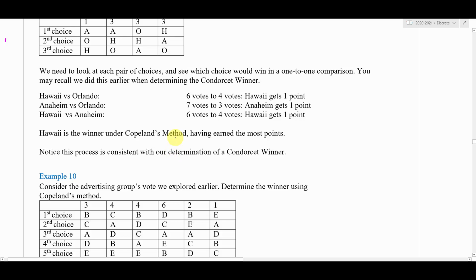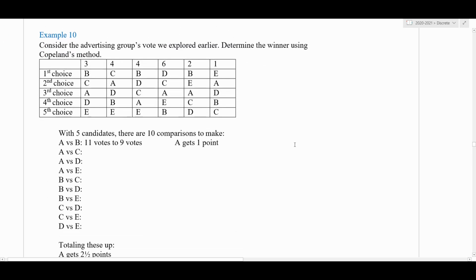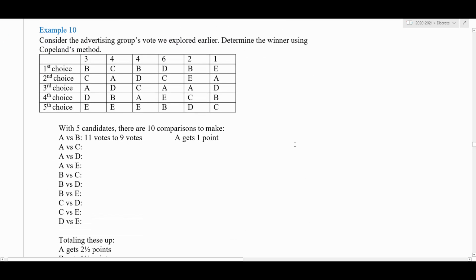All right, so now we're going to take a look at one. We're going to work through this one a little bit more from scratch. Okay, and this was the advertising groups vote that we did before, so we had this same preference schedule in a previous example, but now we're going to apply Copeland's method to it.